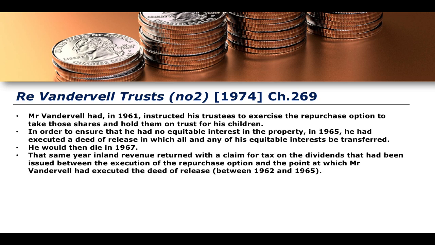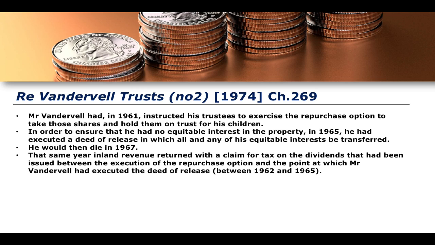That same year, in 1967, Inland Revenue came knocking on the door again, with a claim for tax on the dividends that had been issued between the execution of the repurchase option and the point at which Mr. Vandervell had actually executed the deed of release. So notice here that Mr. Vandervell had instructed his trustees to exercise the repurchase option in 1961 for those shares to be held on trust for his children. But it wasn't until 1965 that he executed the full deed of release, which would then essentially rid himself of any equitable interest in that title.